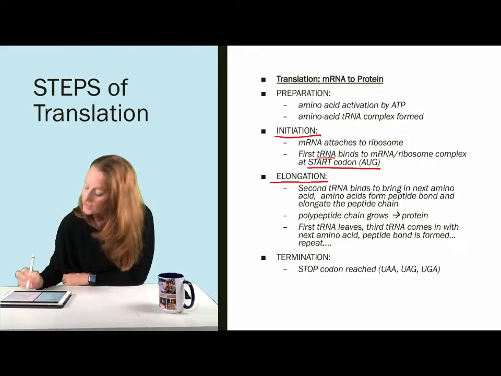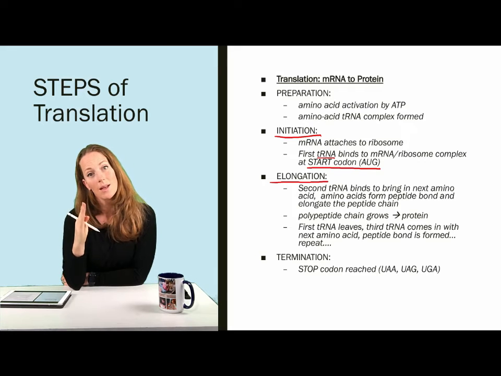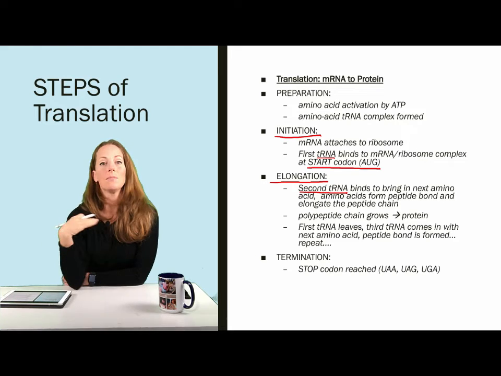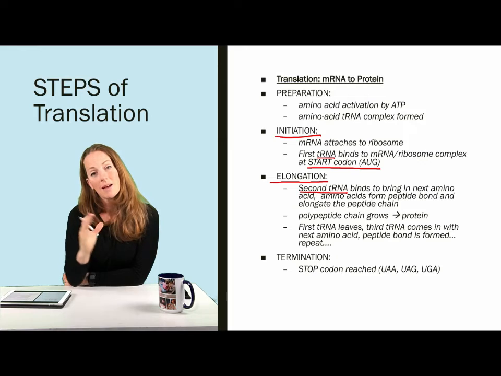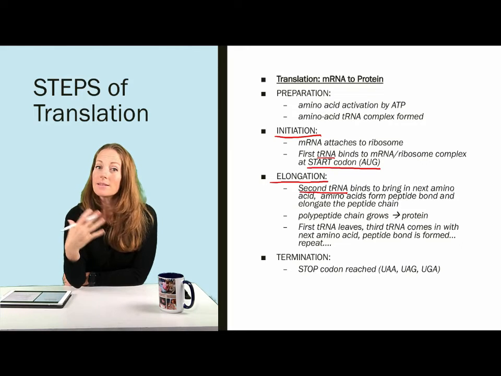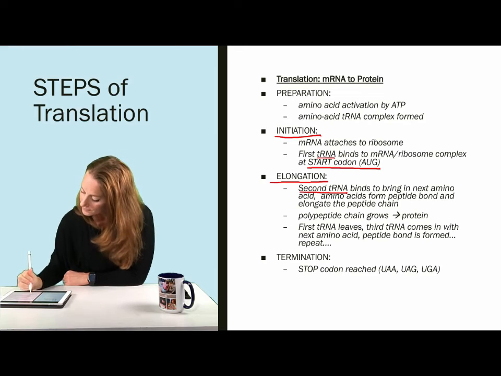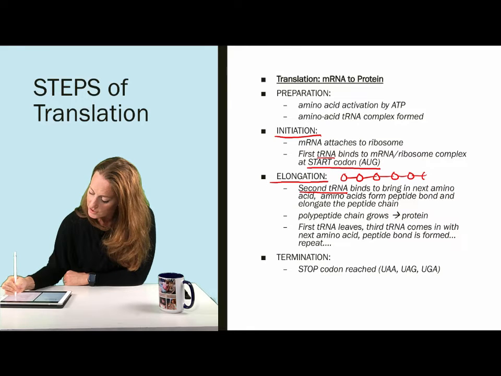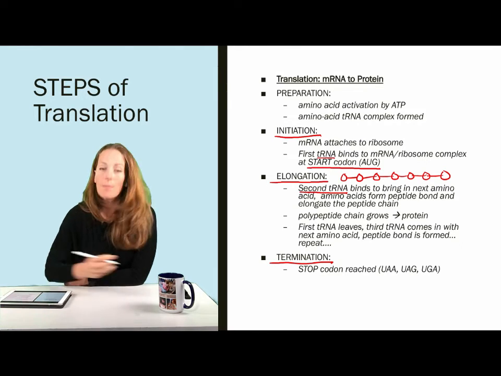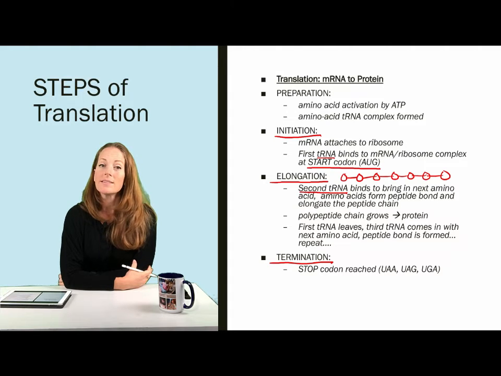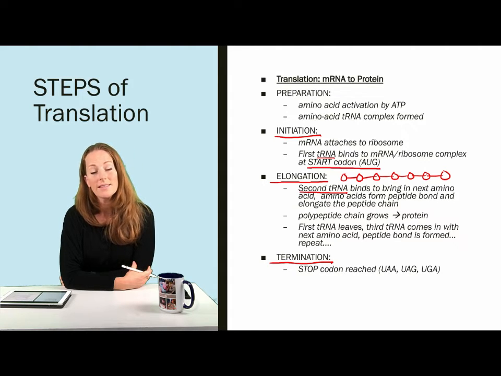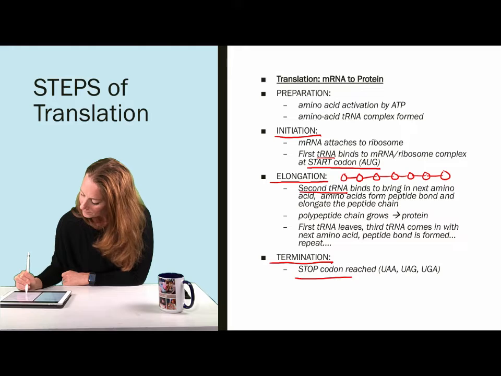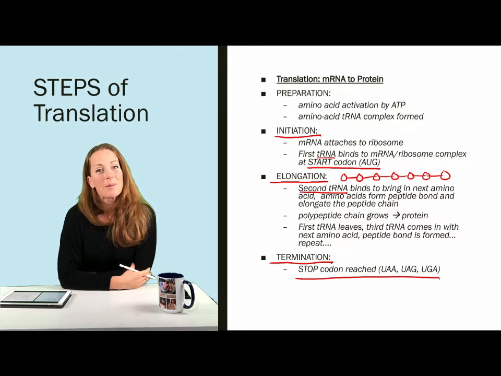Then elongation, or adding amino acids one by one to the chain, is next. That's when a new tRNA comes in, brings in the next amino acid. Those amino acids bond together. This process continues one by one, elongating and continuing to add amino acids to that peptide chain until the stop codon is reached, and the stop codon signals termination of protein synthesis and the end of bringing in tRNAs and bringing in amino acids. So the stop codon is reached, the protein is done.